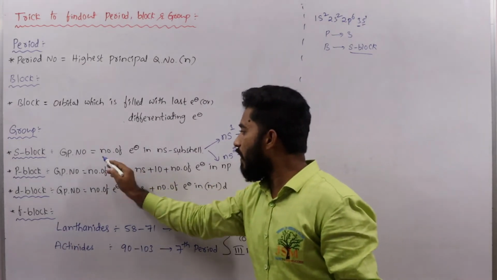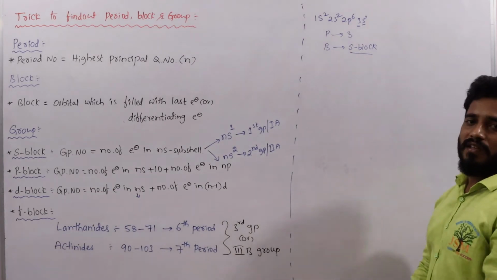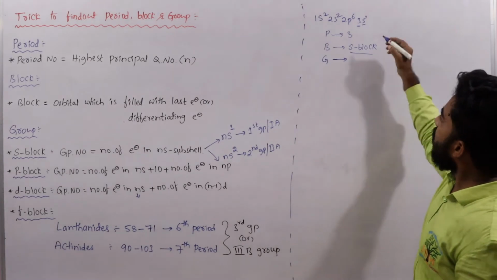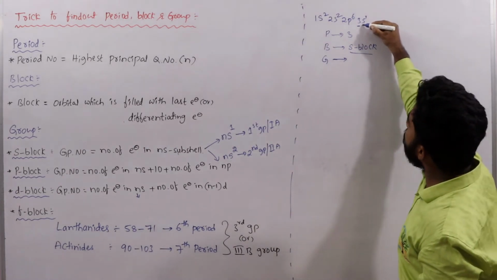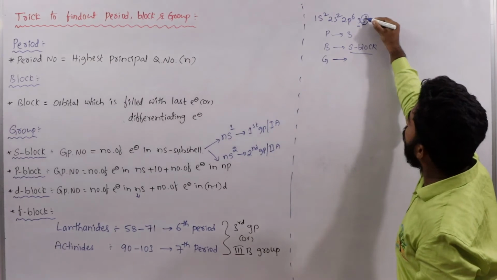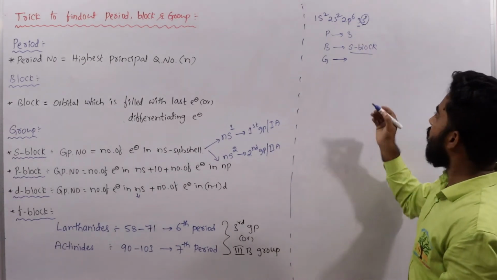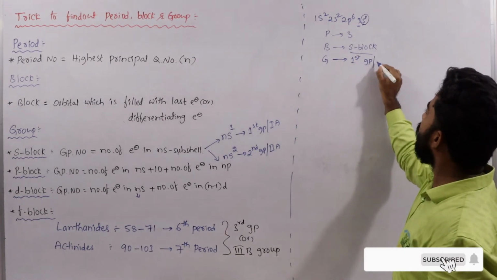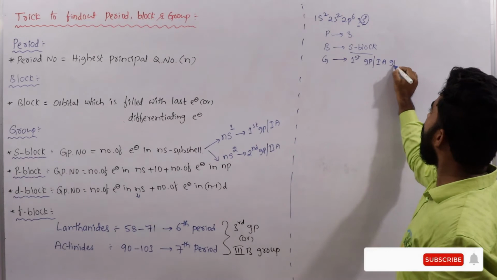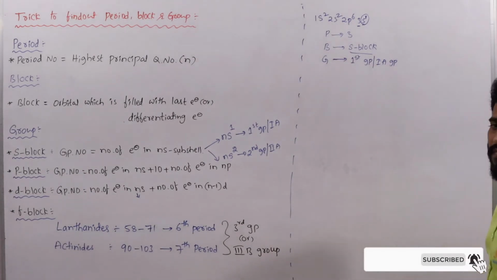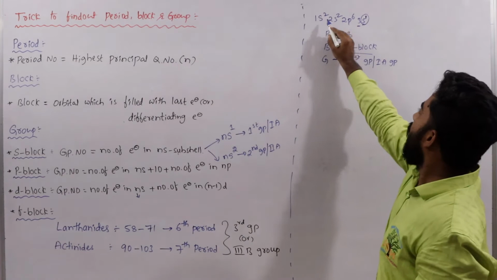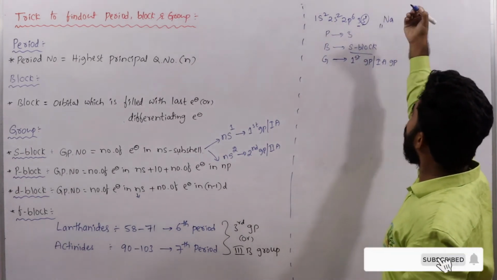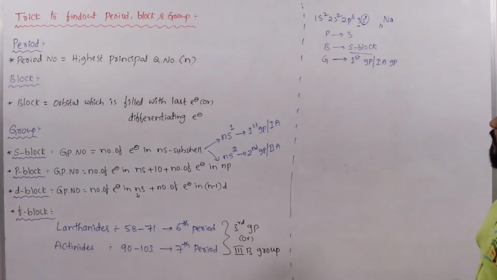For s block, group number is equal to the number of electrons in the ns subshell. So here, how many electrons are present in the ns orbital? One electron is present. That's why it belongs to the first group, or we can also call it the 1A group. What is the element here? With atomic number 11, that is sodium.